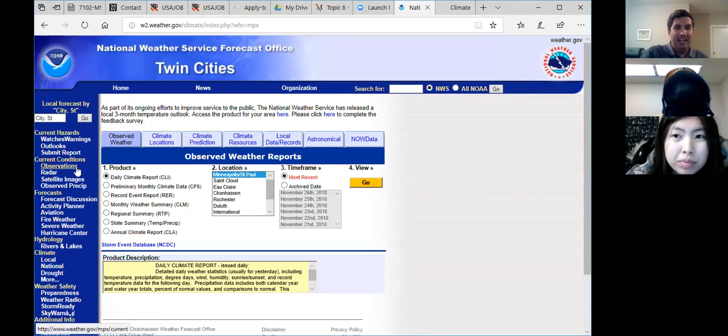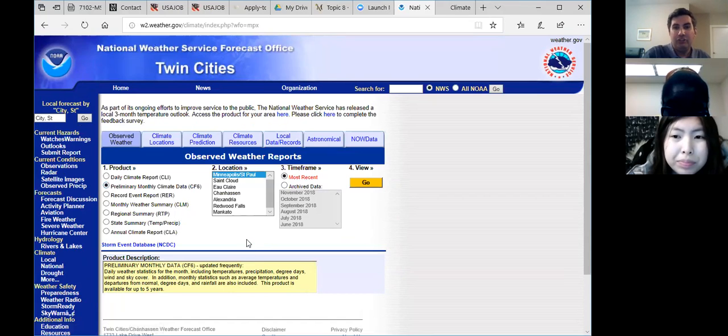Okay. And then if you change daily climate report to preliminary monthly climate, you can either use November. If you click on archive data, you can go back and get previous months like October, something like that. And then if you say go, it probably pulled it up in a separate pop-up window. But you've got a table there that has the high and low temperatures for each day. Okay. Let me pull that.